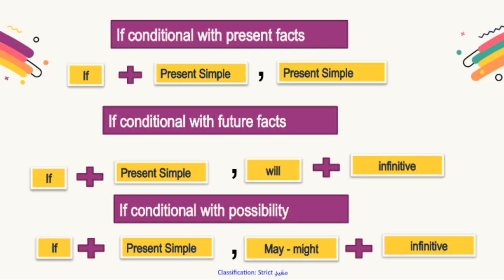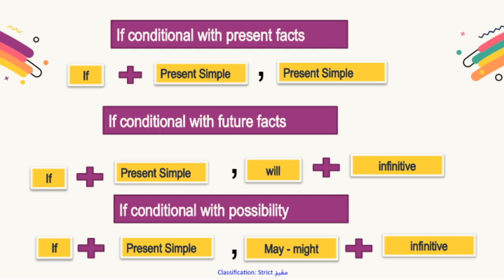Now let's take a closer look at some common conditional structures, starting with the use of infinitives. When we talk about possibilities or intentions, we often use may or might followed by the infinitive. For example, I may go to the meeting, or she might decide to join us. These expressions help us convey uncertainty or potential actions. Moving on, the present simple tense is frequently used in conditional sentences, especially when discussing facts or routines. For example, if it rains, the ground gets wet. It's a straightforward way to express general truths.